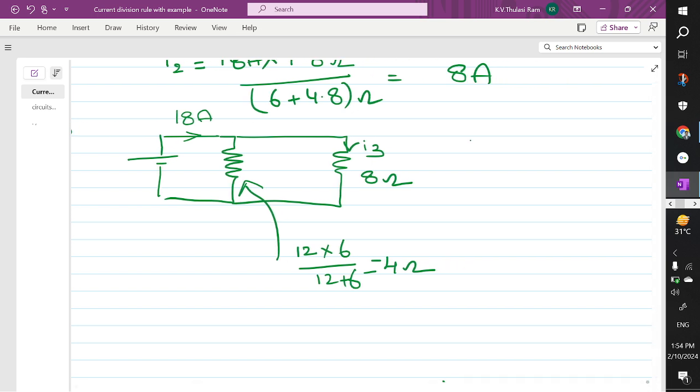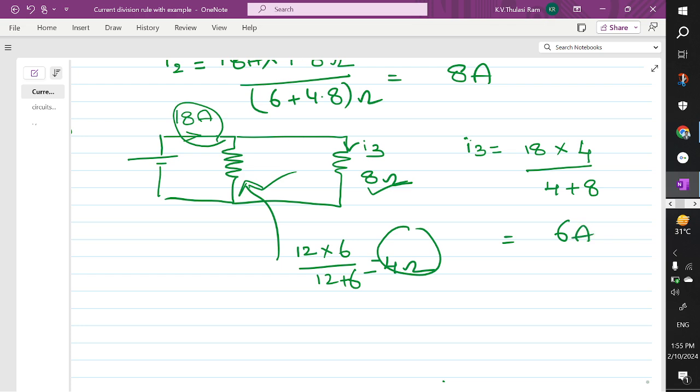So how to find the current I3? Current I3 is equal to the total current given in the network, 18 amperes, multiplied by the opposite parallel branch resistance, which is 4 ohms, divided by 4 ohms plus 8 ohms, which is 4 plus 8. So we are going to get this as 6 amperes.